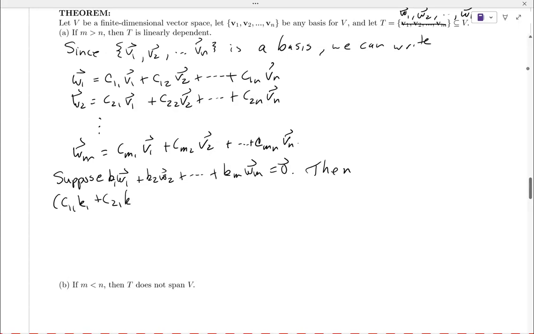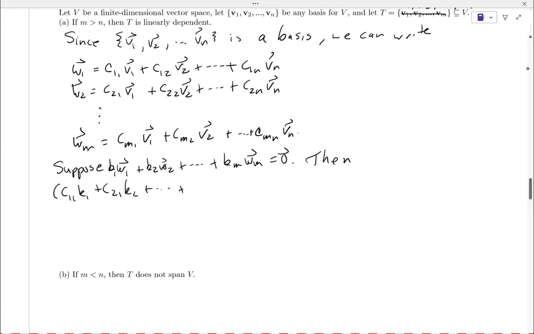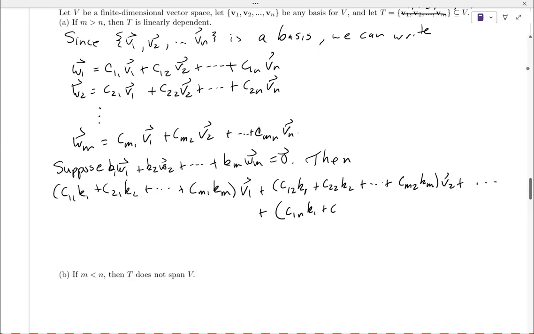C11K1 plus C21K2 plus CM1KM, times V1. And then likewise, going down the V2 column, I would have C12K1, C22K2, all the way down to CM2KM, times V2. And then do the last terms all the way out. So again, all we did was run the K's through and then rearrange.